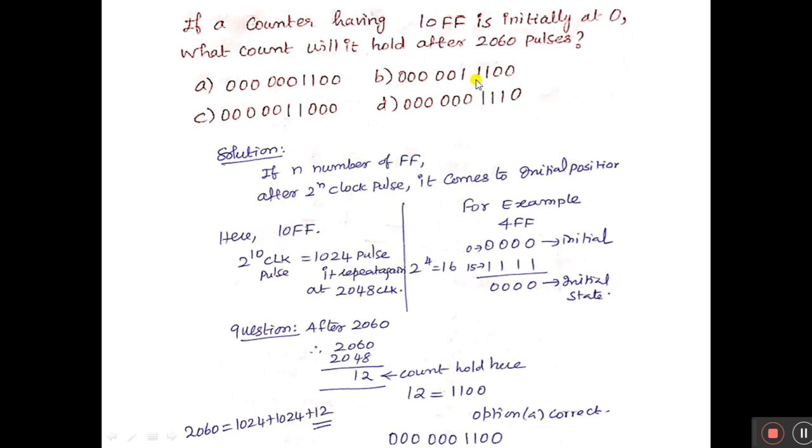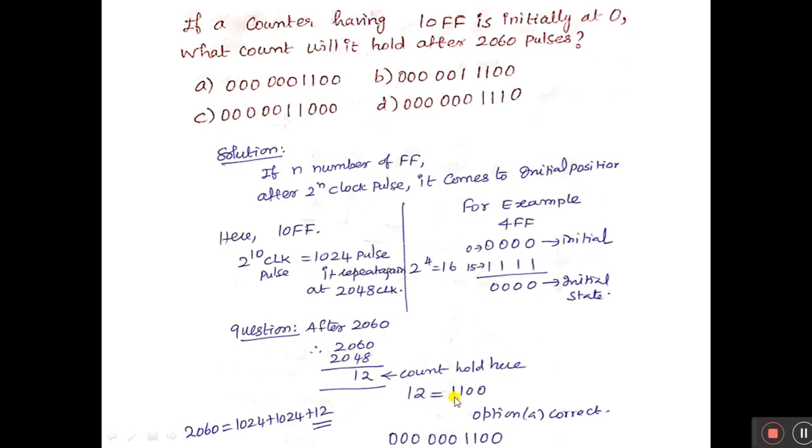Here in our question, 10 flip-flops are given. So 2 power 10 clocks means 1024 pulses. It repeats again when 2048, that is double the amount, comes. The question asks after 2060 pulses. So subtract this number from 2060. So 2060 minus 2048 is 12. The count will be held here.